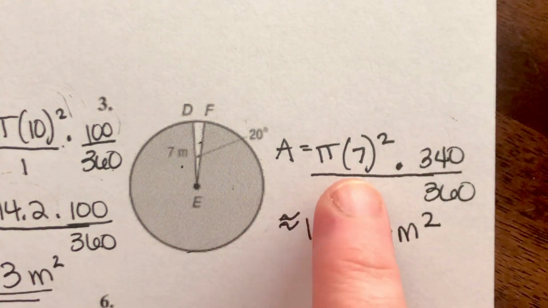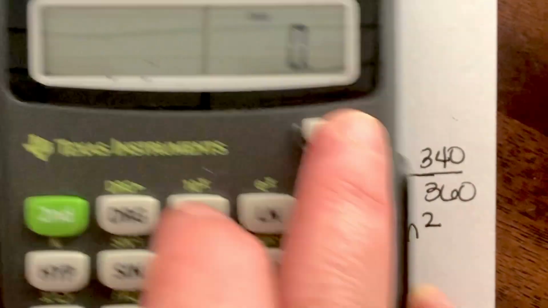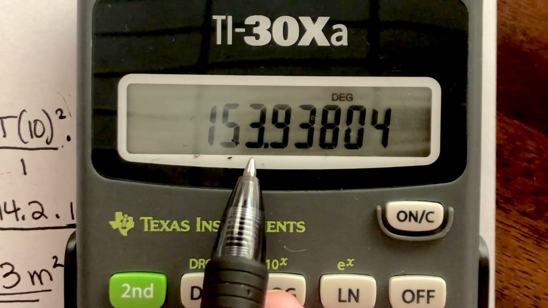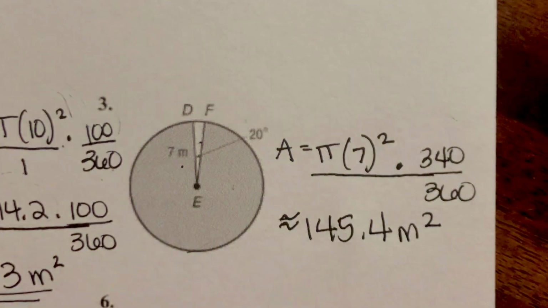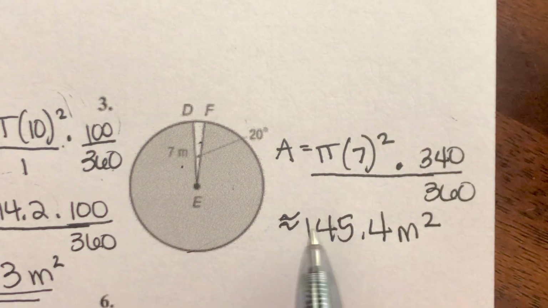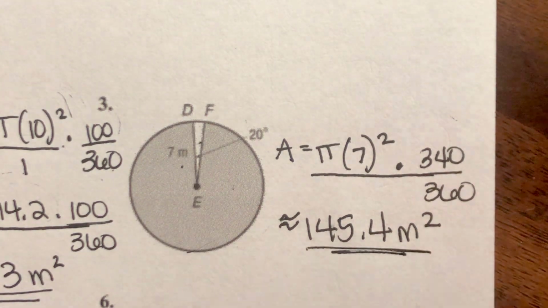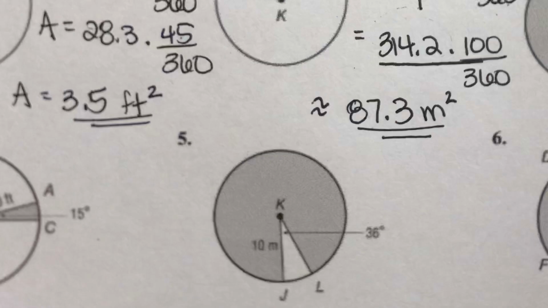Okay, and if the entire circle is 49 times pi, which equals 154, it makes sense that most of the circle is about 145, right? Just a little teeny tiny piece that we're not including. So it's making logical sense so far.